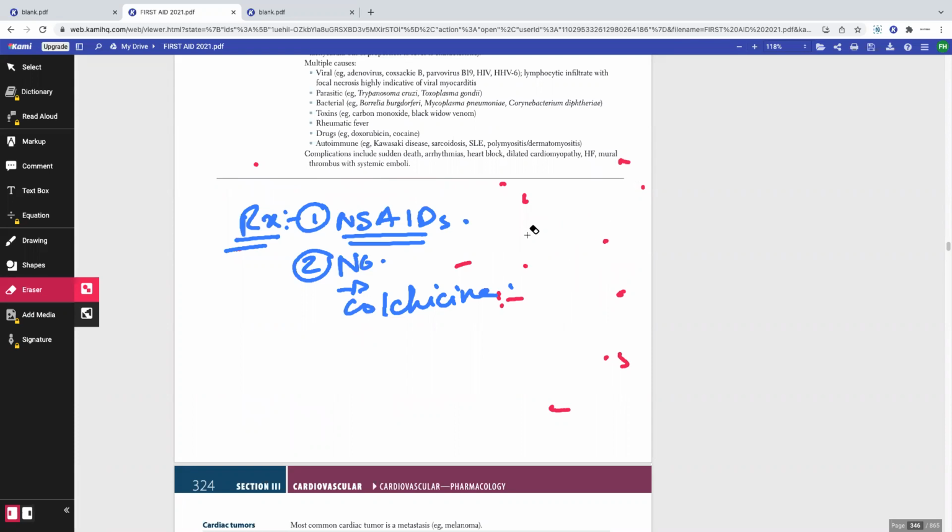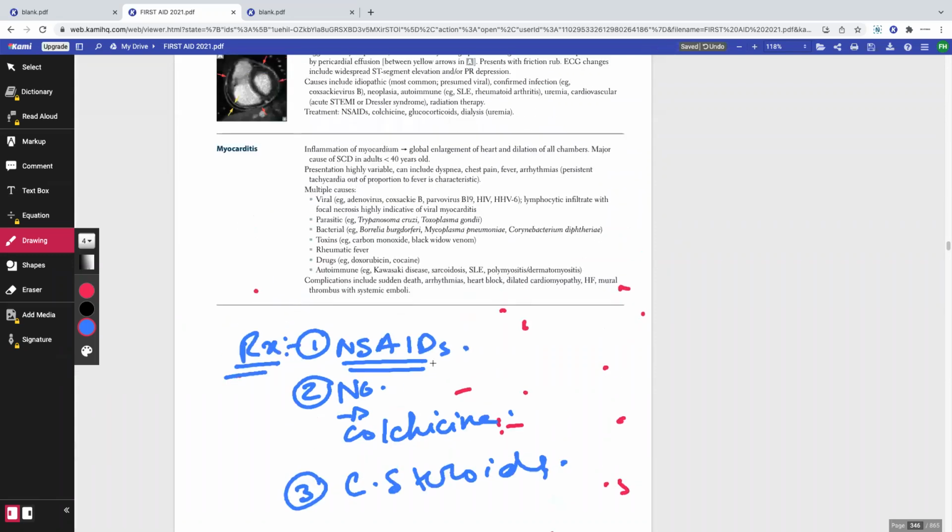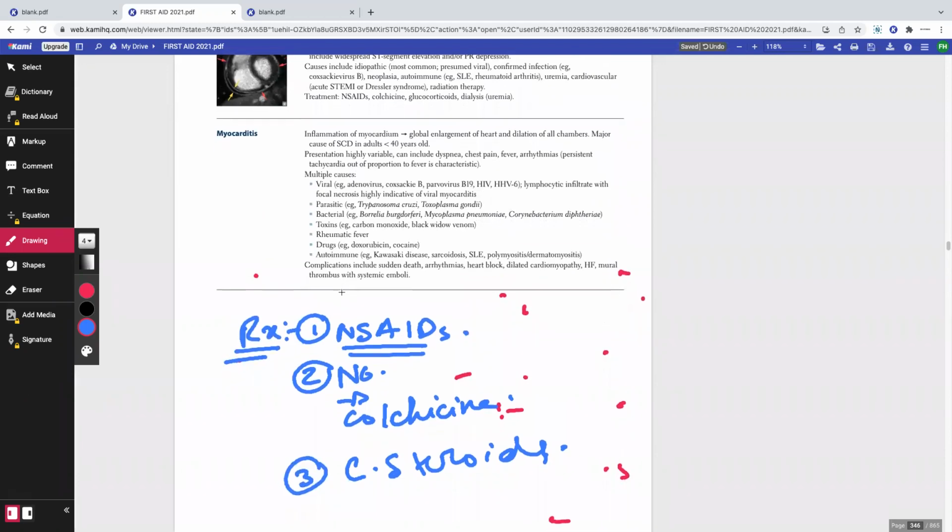Okay, so that's that. Next one is if NSAID and colchicine does not work, are you going to give steroids to decrease overall inflammation? Yes or no? Corticosteroids, the answer is yes. But before prescribing steroids, do we have to make sure the patient has no infection? Yes or no? The answer is yes. Okay, are we clear? Now, let's talk about another one.